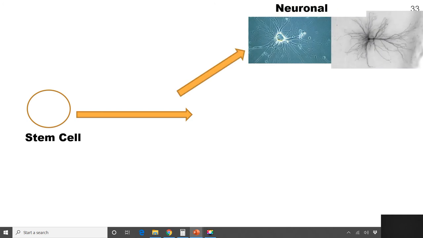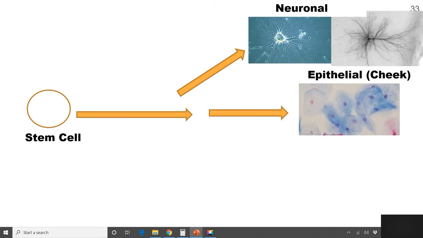So how do we get all of these different types of cells from one? So we start with what we're going to call a stem cell. A stem cell is kind of a little generic. It doesn't have like a job except to divide and become everything else. So a stem cell can go off and become a neuron, which has a really different job and function than, say, an epithelial cheek.